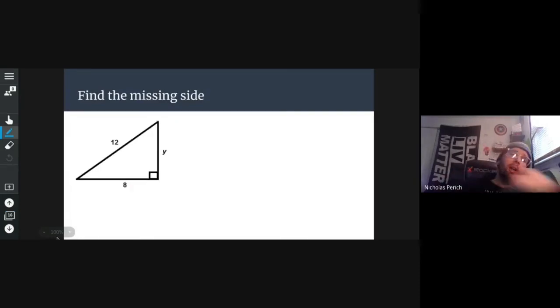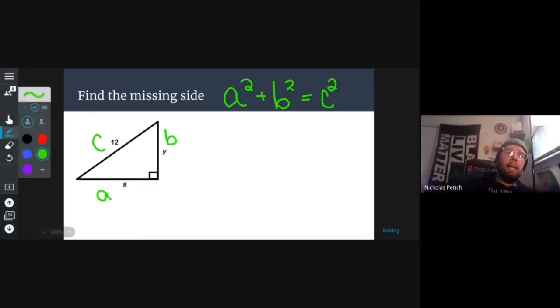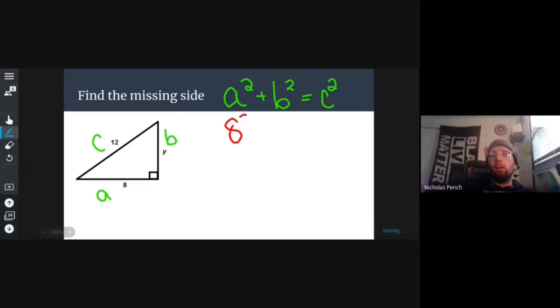Find the missing side. Pythagorean theorem again. I have a squared plus b squared equals c squared. That means 8 minutes left in class. Doesn't matter which one I call A or B as long as the longest side is C. So I'll call 12 C, I'll call you A, and I'll call you B. So A is 8. B is y. And C is 12.